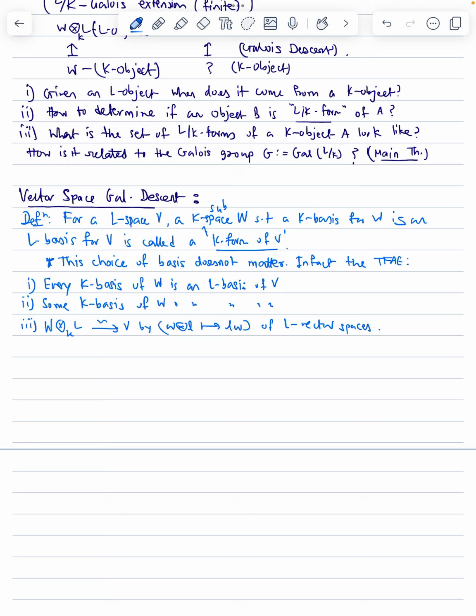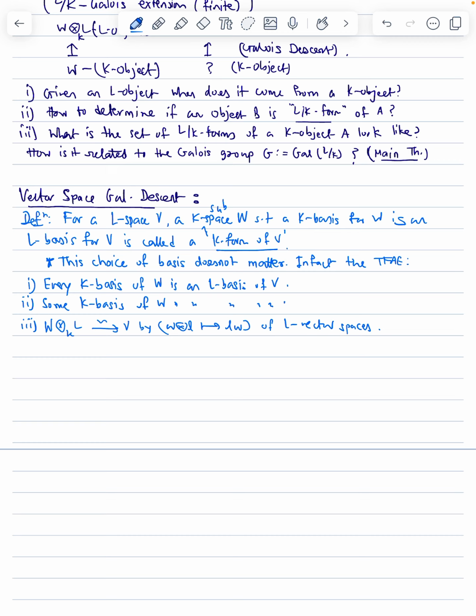For example, 1 implies 2 is obvious. For 2 implies 3, if you have a K basis, you can call it e_i of W, so that it's an L basis for V. Then for this last map, you have to show it is an isomorphism. So you have e_i as an L basis for V by virtue of 2, and also you have 1 tensor e_i as an L basis for the left hand side, that is W tensor L. And by this map, it takes 1 tensor e_i to e_i. So both of them are bases, and the linear map is taking one basis to the other, meaning it's just an isomorphism.